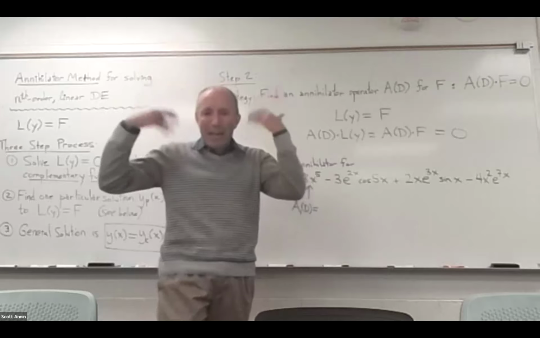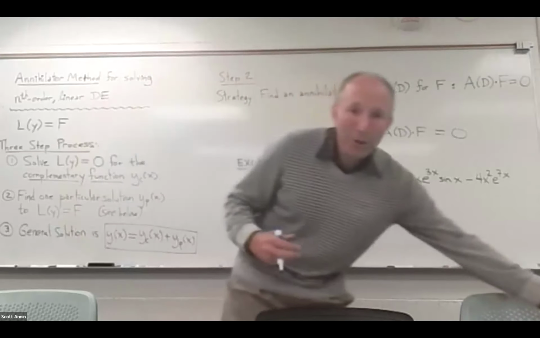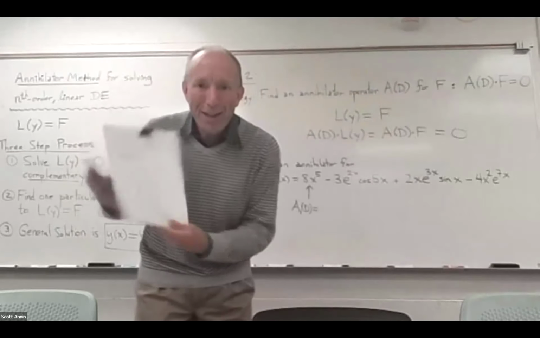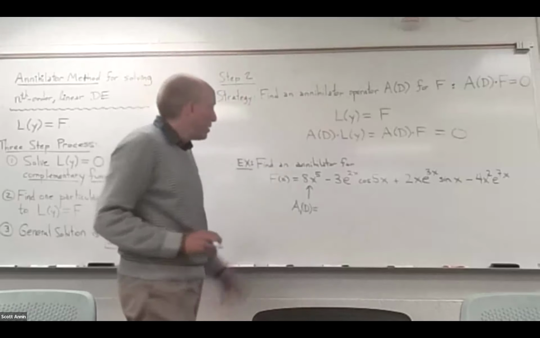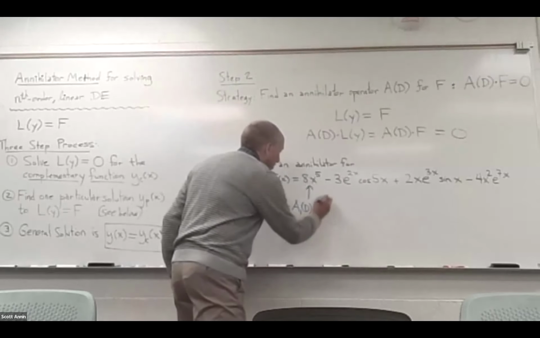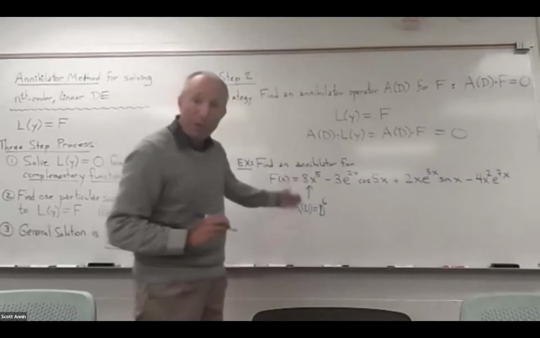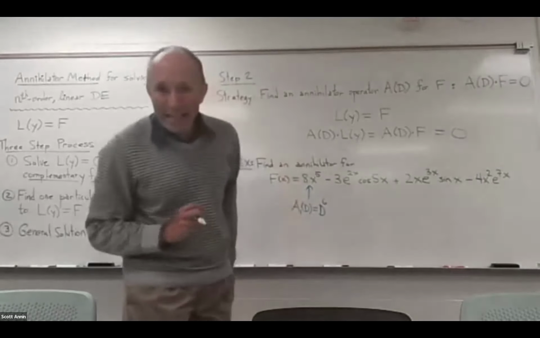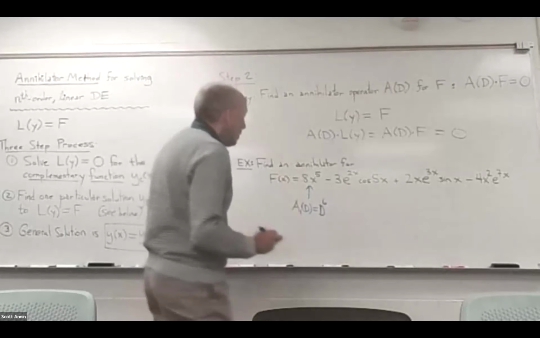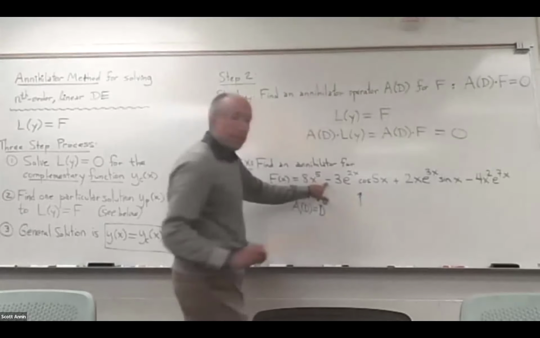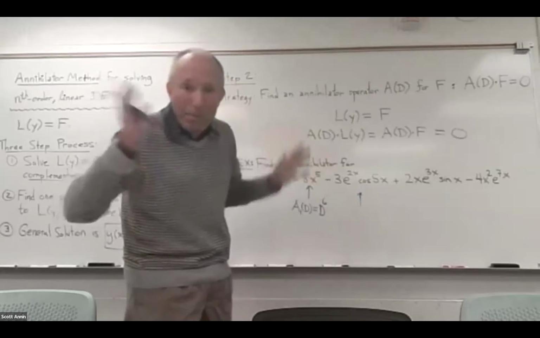I can either do that one in my head, or I can refer to my table of annihilators that I was just sharing with you a moment ago to write it down. It turns out this one is just d to the 6th. 6 derivatives will annihilate 8x to the 5th. Okay, what about the next term? Notice there's a minus sign here. If it's a plus or a minus, it doesn't matter.